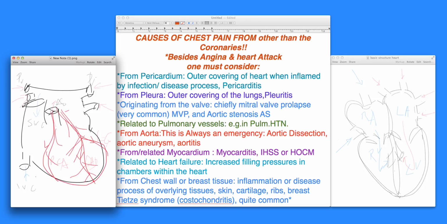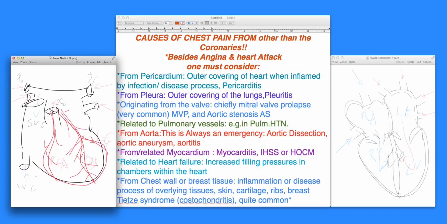Chest wall, now that's very important because the overlying chest wall or the breast tissue can be inflamed, and the overlying tissue, specifically the skin, the cartilage, the ribs, the breast tissue, they have been identified to be inflamed, and many times that could lead to one having chest pains as a result.